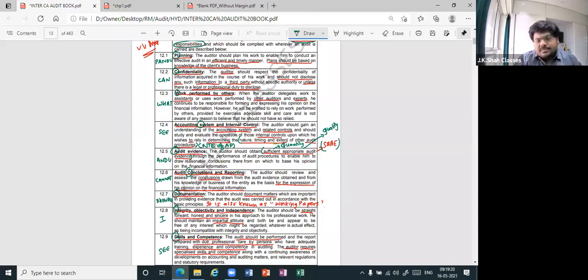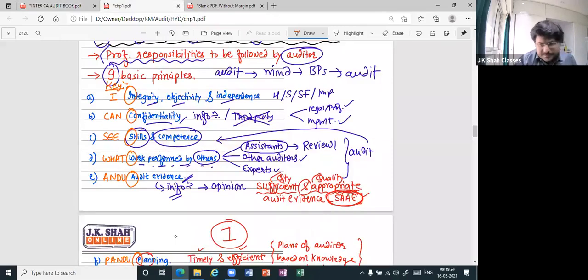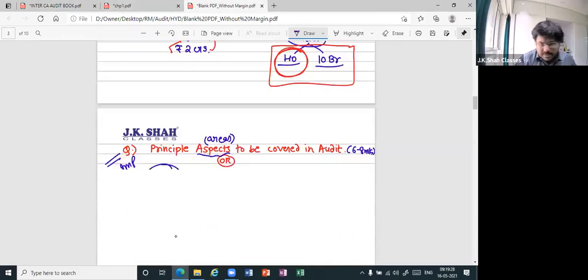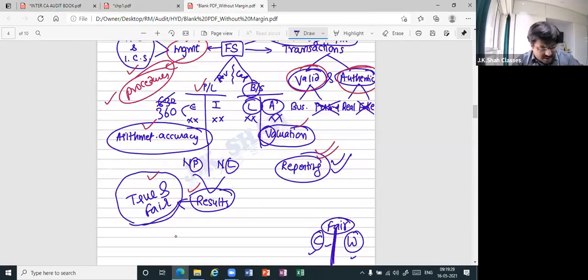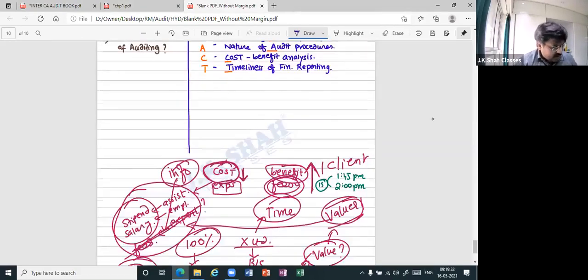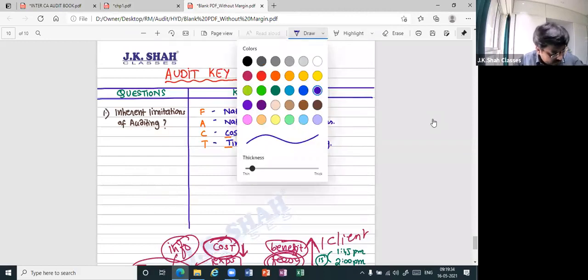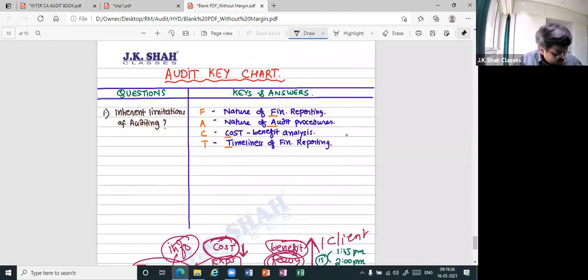Come on. Go to the key chart. Fill up the key chart. You made a key chart, not today. Let us update that. We'll keep on updating the key chart so that at the end we don't have to write all the keys together. In that, write down the second one: basic principles governing an audit.